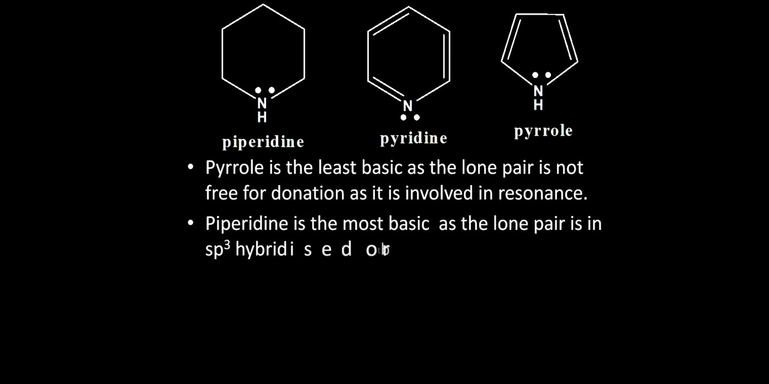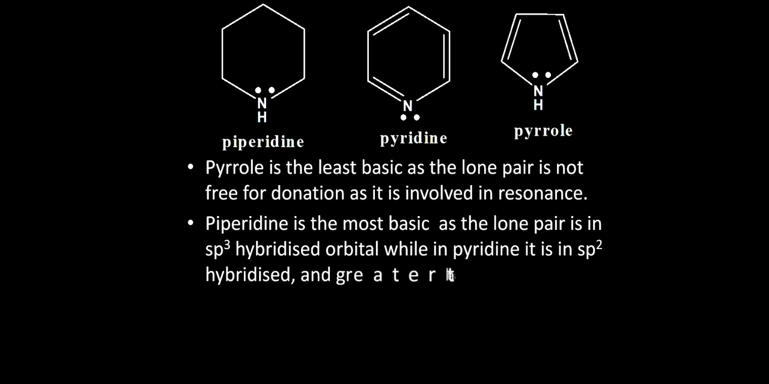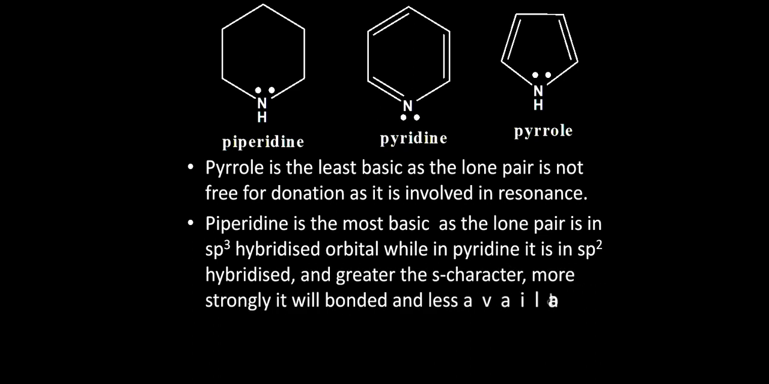Piperidine is the most basic as the lone pair is in an sp3 hybridized orbital, while in pyridine it is in an sp2 hybridized orbital. Now try to understand, if you see pyridine and piperidine, the difference is that the nitrogen in pyridine is sp2 hybridized and the nitrogen in piperidine is sp3 hybridized. And remember that even in pyridine you can see the conjugated double bonds, but the lone pair is not involved in resonance. The lone pair does not take part in resonance.